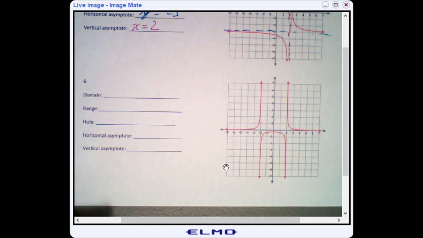This one's a little crazy, and I did not mark the points on this graph, so we're going to have to do a little estimating with some of this. First of all, though, I didn't mark a hole, and we don't have any equations. So we're going to assume there's no hole.